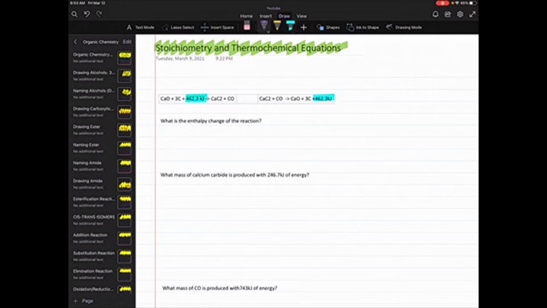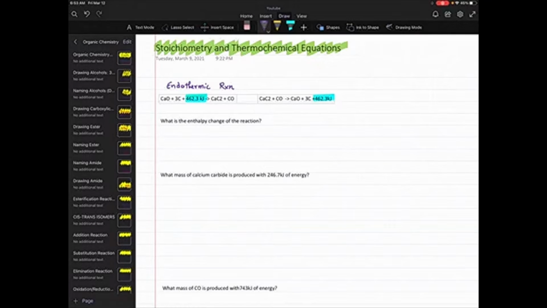Reactions which absorb energy to transform into products are called endothermic reactions. Endothermic. Endo means taking in. Thermic is heat. They are taking in heat to become products, and therefore endothermic reaction.